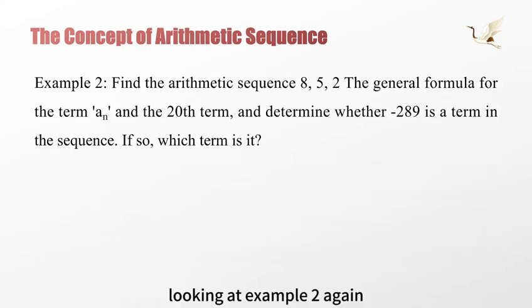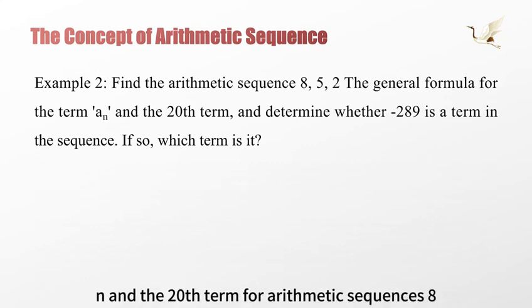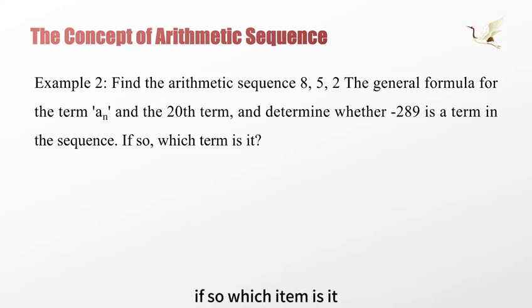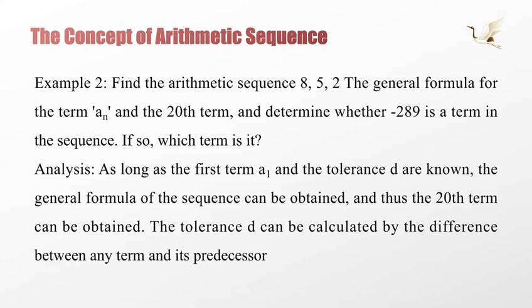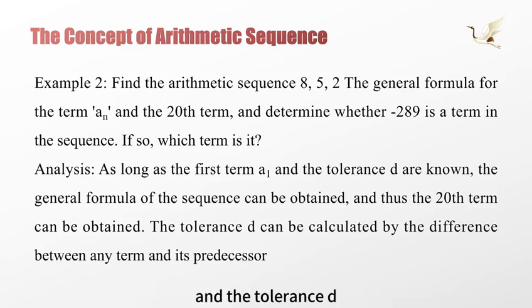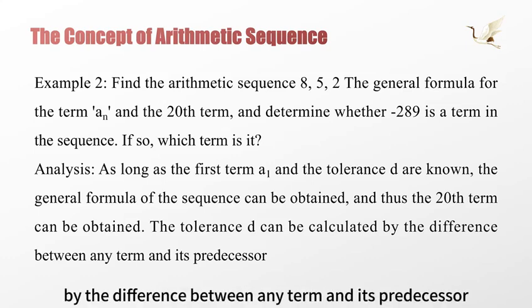Looking at example 2: find the general formula and the 20th term for the arithmetic sequence 8, 5, 2, and determine whether -289 is a term in the sequence. If so, which term is it? We know that as long as we obtain the first term a 1 and the common difference d, we can obtain the general term formula, thereby obtaining the 20th term, and the common difference d can be obtained by the difference between any term and its predecessor.